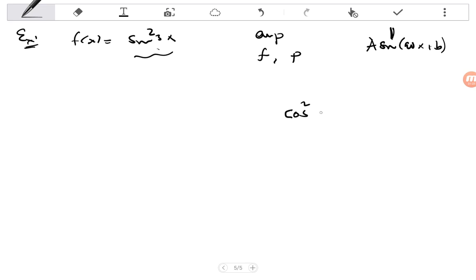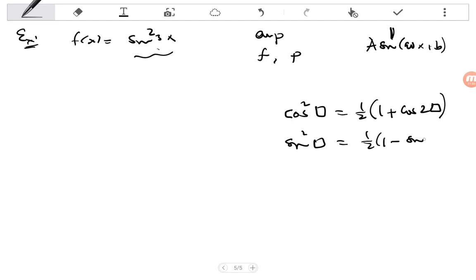How is that? We have cosine squared x, or let me make it cosine squared some angle. Cosine squared some angle is just half of 1 plus cosine of double that angle. And sine squared of an angle is just half of 1 minus cosine of double that angle. Also another expression, which is sine of some angle times cosine of the same angle. That will be half sine of double the angle. Okay?